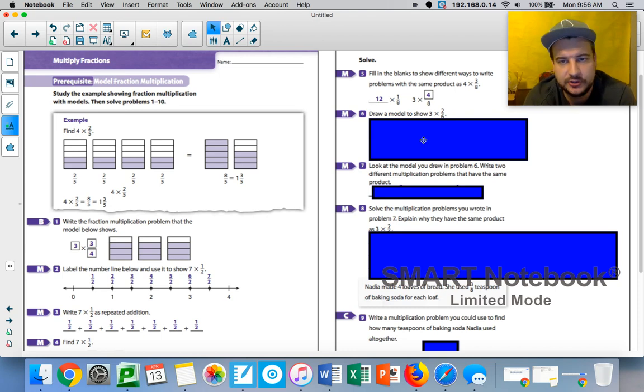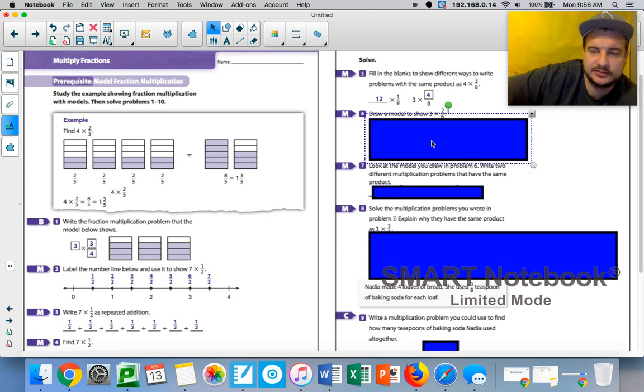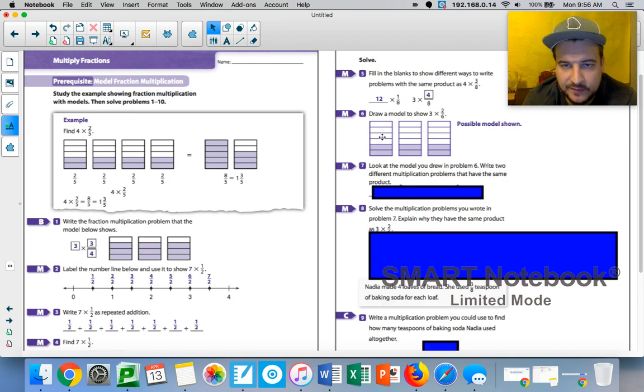Draw them all to show 3 times 2 sixths. So I have 3 times 2 sixths. And you could have changed it into a mixed number. So that would have been here, and it would have equaled 3 times 2 sixths would be 6 sixths, which would equal just one whole. You might have seen that and put that down.